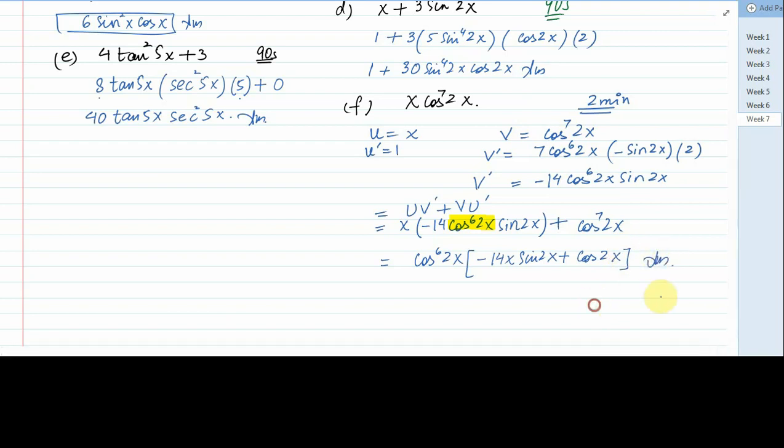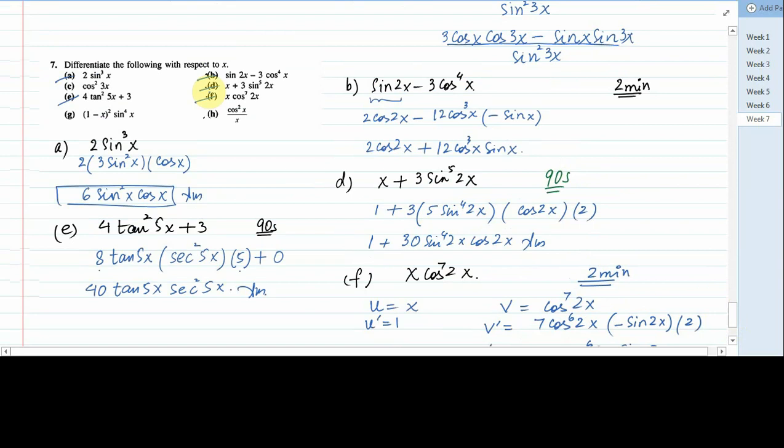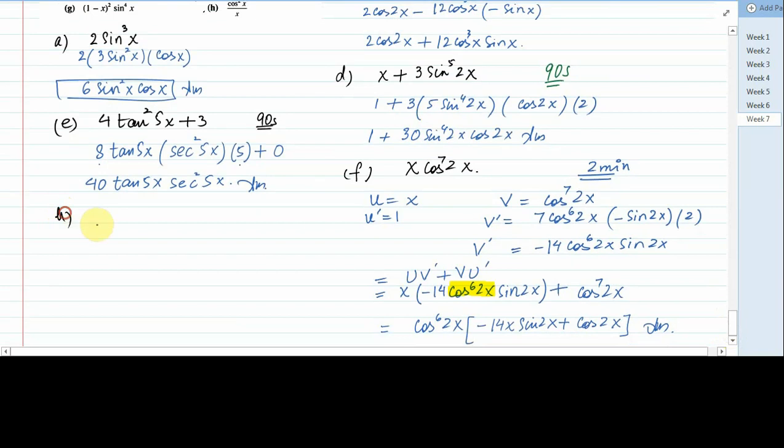Alright, so after part F, it's part H. It says cos² x divided by x. So it's cos² x divided by x, right? So we need to apply u upon v here. First you need to give it a try by yourself, and the time is 90 seconds. Give it a try, start.